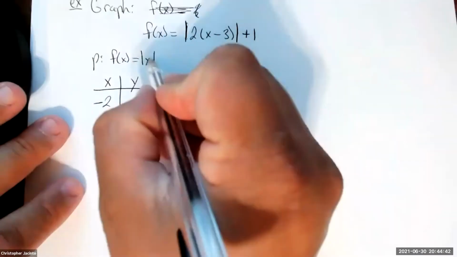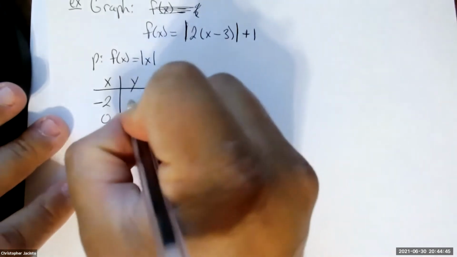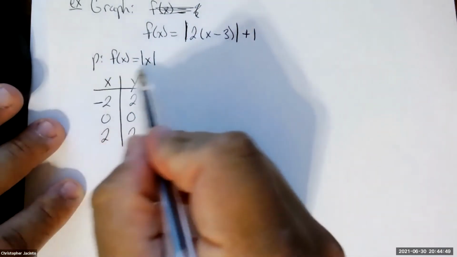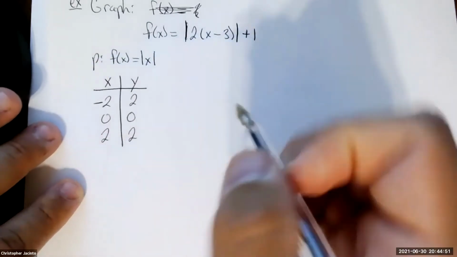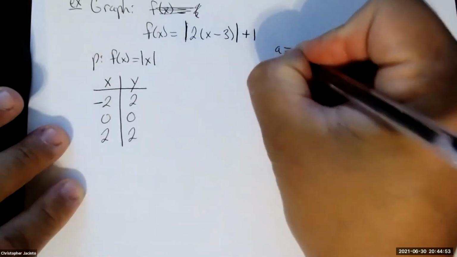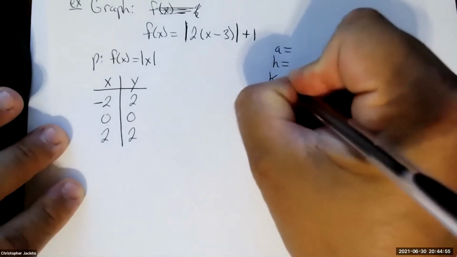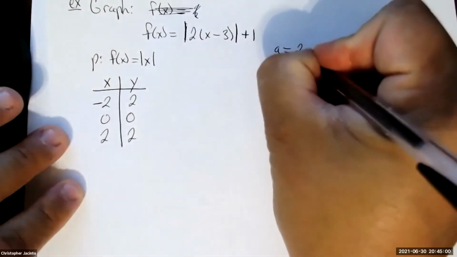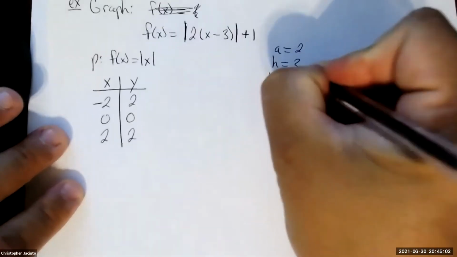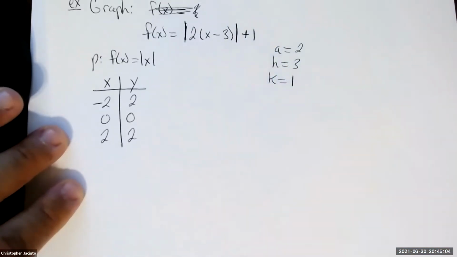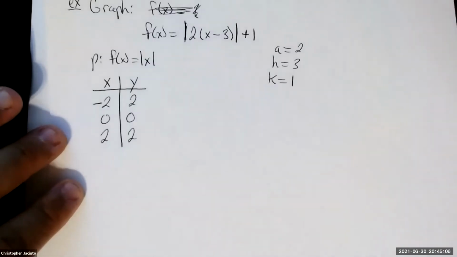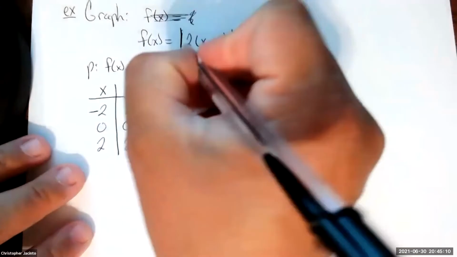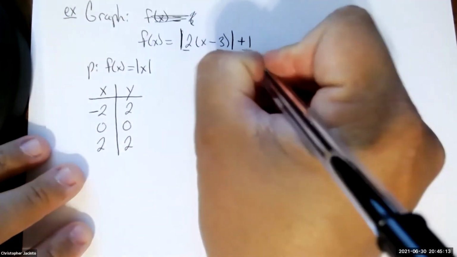All right, and then remember, we plug it into our parent function. So that's going to be +2, 0, and then +2. Now let's write down our three values. So this time A is going to be +2, H is going to be +3, and K is also going to be positive, the +1. So again, before going any further, any questions on finding the three numbers we're looking for?